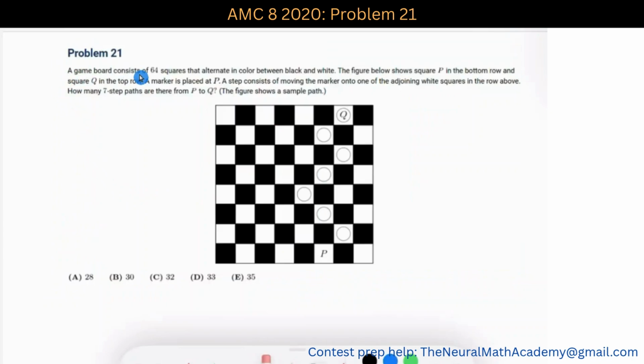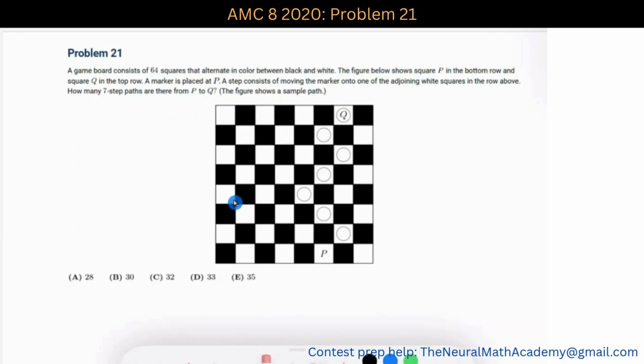Let's solve problem 21, where a game board consists of 64 squares that alternate in color between black and white. The figure below shows square P in the bottom row and square Q in the top row. A marker is placed at P. A step consists of moving the marker onto one of the adjoining white squares in the row above. How many 7-step paths are there from P to Q?